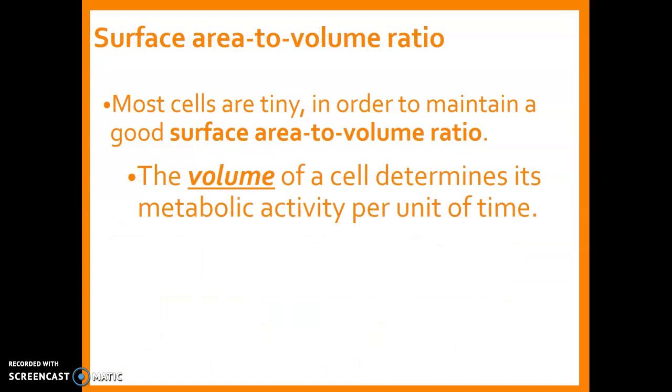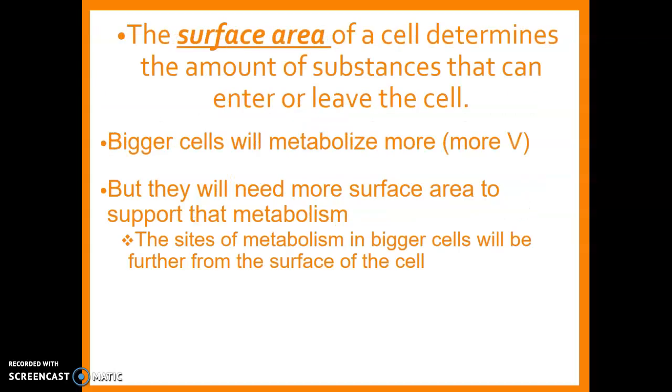So most cells are tiny in order to maintain a good surface area to volume ratio. The volume of a cell determines its metabolic activity per unit of time. That means how much stuff it can break down and produce in a matter of time. And that's the volume of a cell. The surface area of a cell determines the amount of substances that can enter or leave the cell.